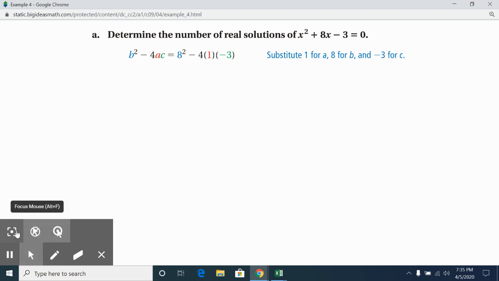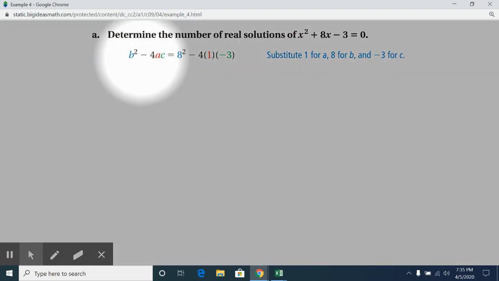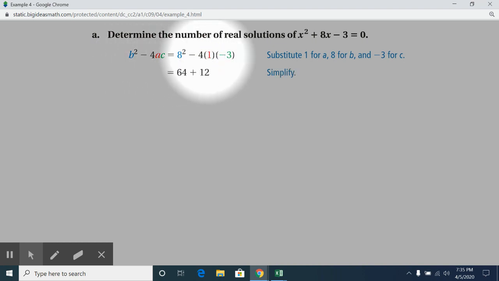We are simply using this portion of the quadratic formula. We're just going to see if it comes out to be a positive number, if it comes out to be 0, or if it comes out to be a negative number. And that's going to tell us how many solutions we have. All right, so they plugged in the numbers accordingly, and they're going to do the math here.